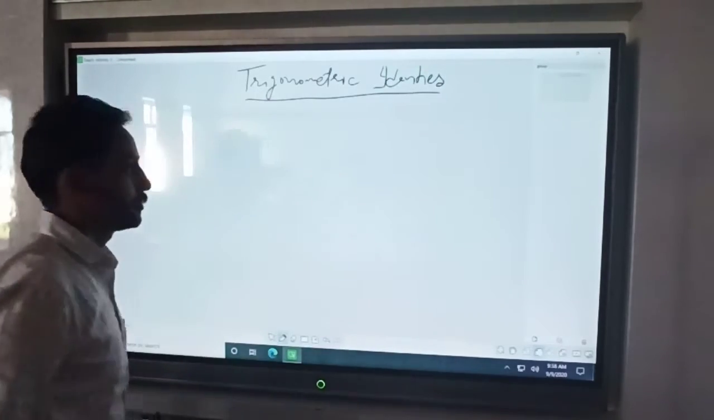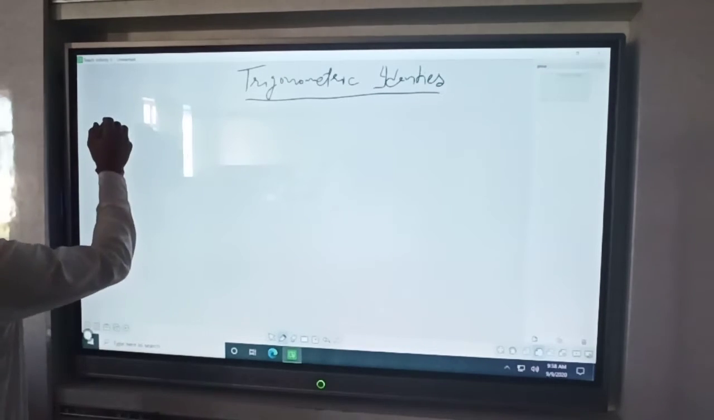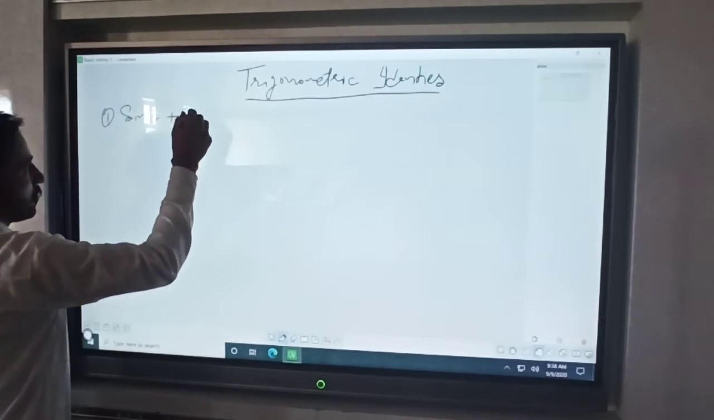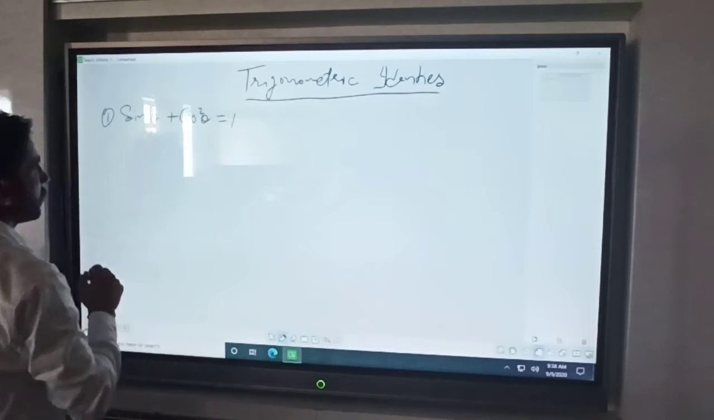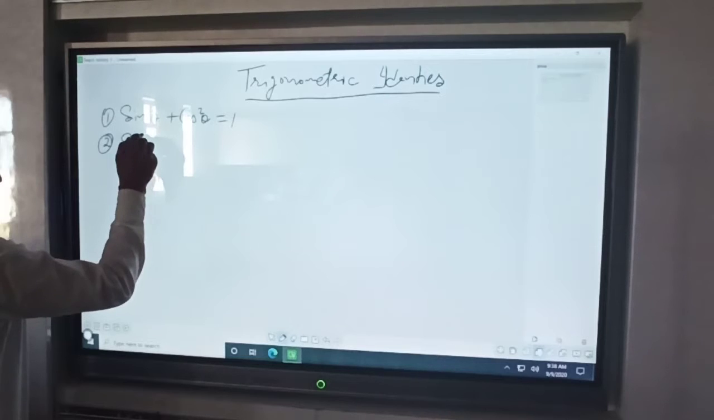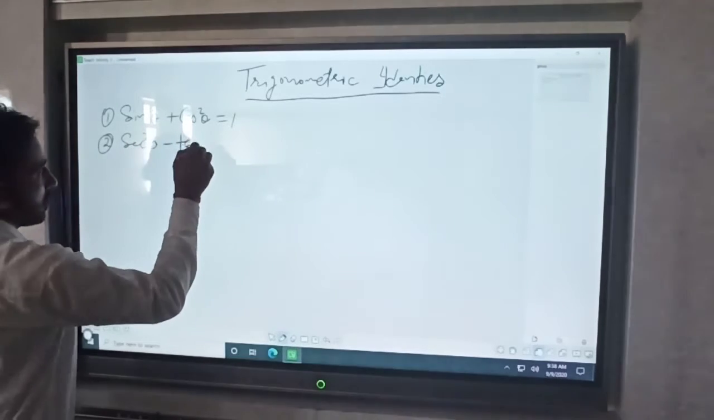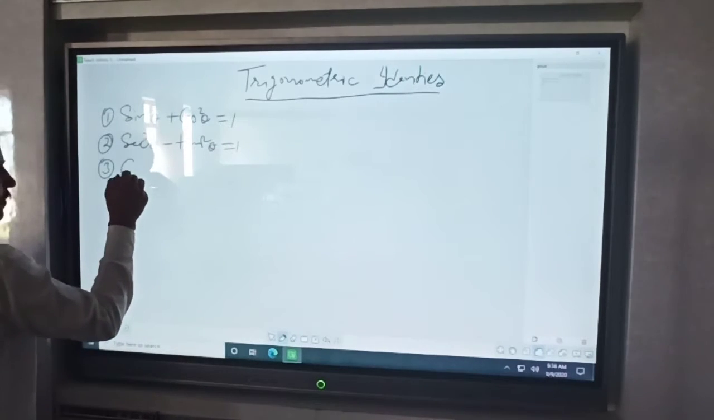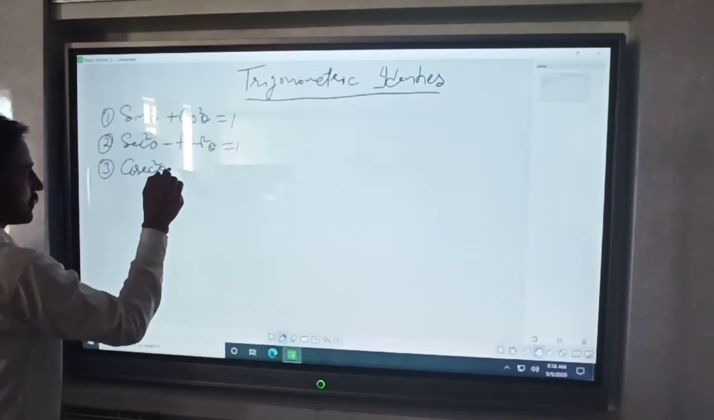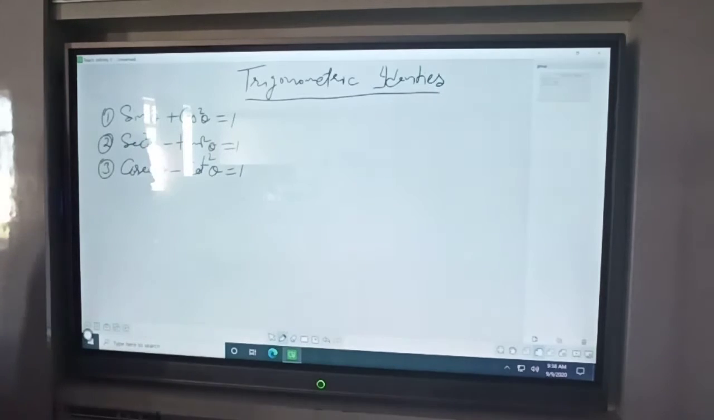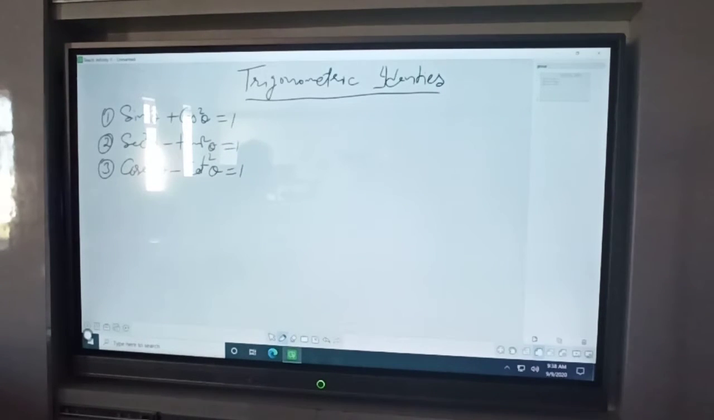What are trigonometric identities? The first one is sin square theta plus cos square theta is equal to 1. Second one is secant square theta minus tan square theta is equal to 1. Third one is cosecant square theta minus cot square theta is equal to 1. Firstly, we have to prove these trigonometric identities. After that, we use them to solve some questions.